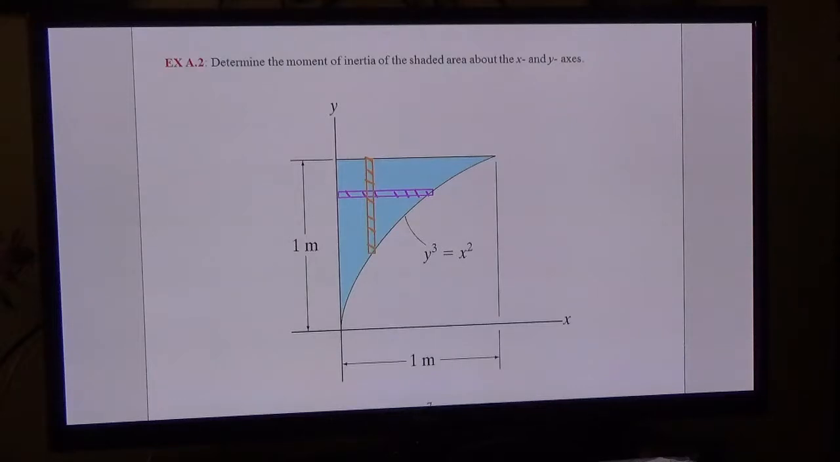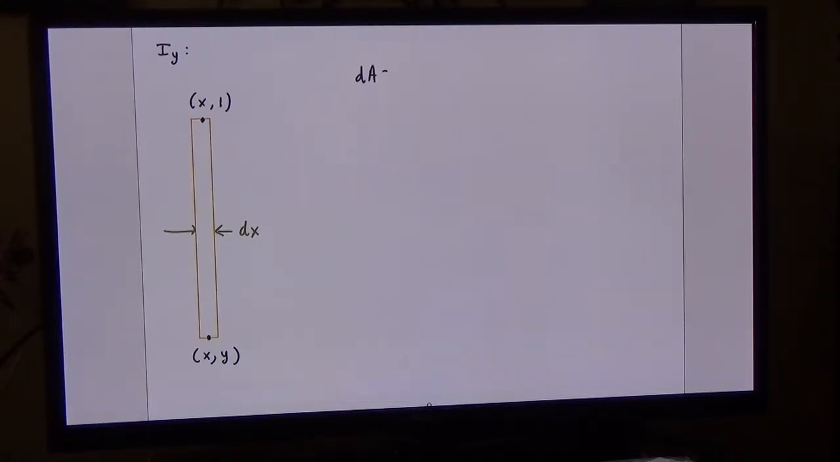For a representative coordinate at the top, no matter what x value I have, I have a y value of 1. For the bottom, no matter what x value I'm at, I have a y value that's bounded by this curve. So my coordinates would look like, at the bottom, x, y from the curve, and then at the top, x, comma 1. So to find the differential area, again, height times width. In this case, the height would be the top coordinate minus the bottom, so 1 minus y, and then my width is dx.